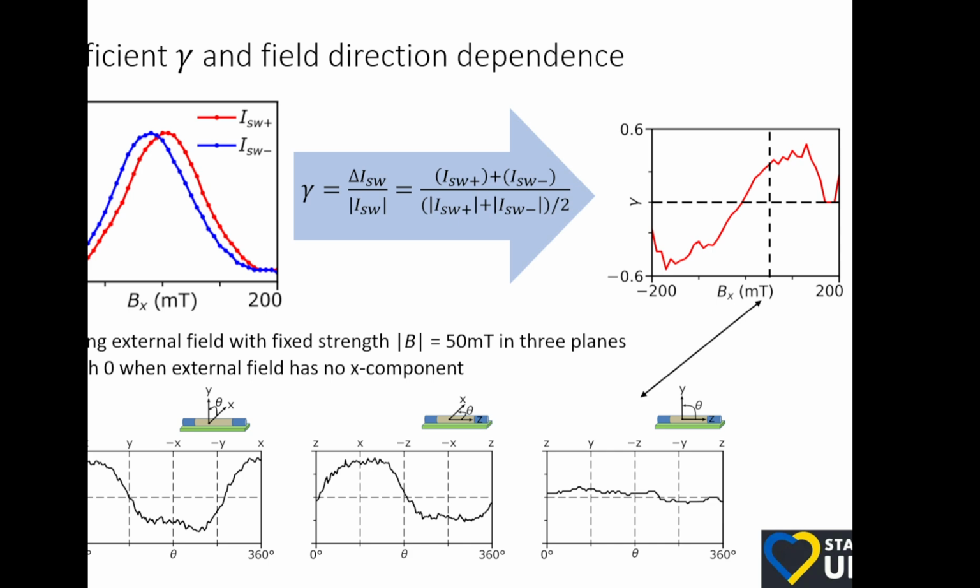Whenever x is part of the equation, like your rotation here or here, the skew coefficient does something, and when you rotate it perpendicular to x in the yz plane, there is very little effect here. So this kind of indicates that the symmetry of this skewness is the same as the symmetry of the spin-orbit field.